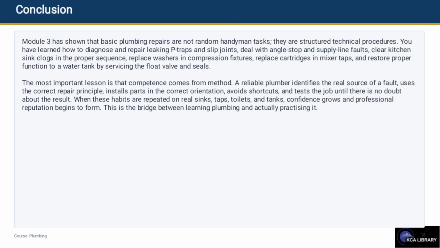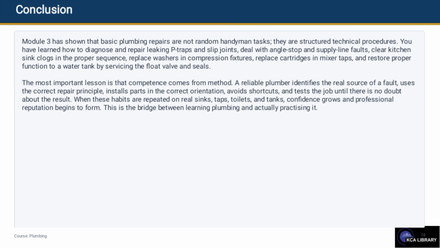So, by way of conclusion, Module 3 has shown that basic plumbing repairs are not random handyman tasks, they are structured technical procedures. You have learned how to diagnose and repair P-traps and joints, deal with angle stops and faulty supply lines, clear kitchen clogs in a proper sequence, and restore proper function to a water tank. The most important lesson is that competence comes from method.